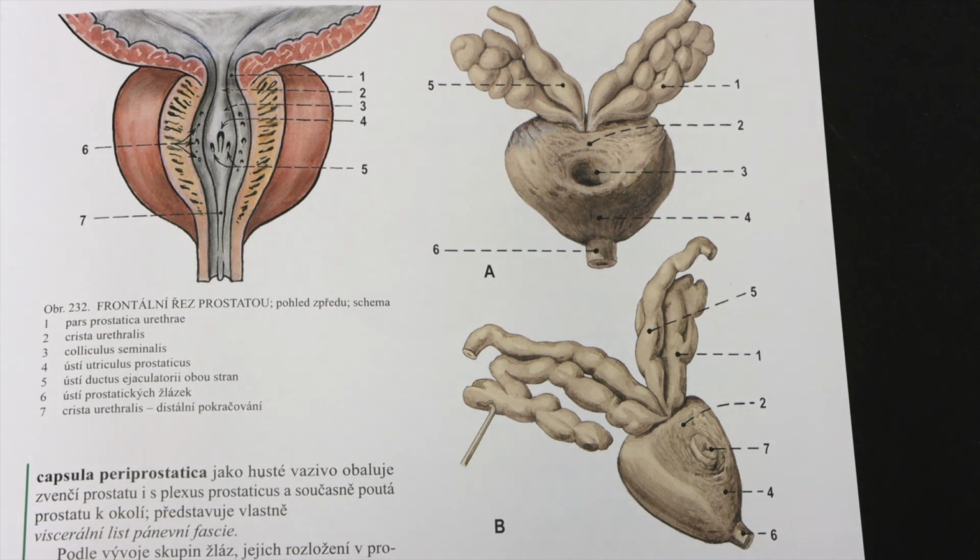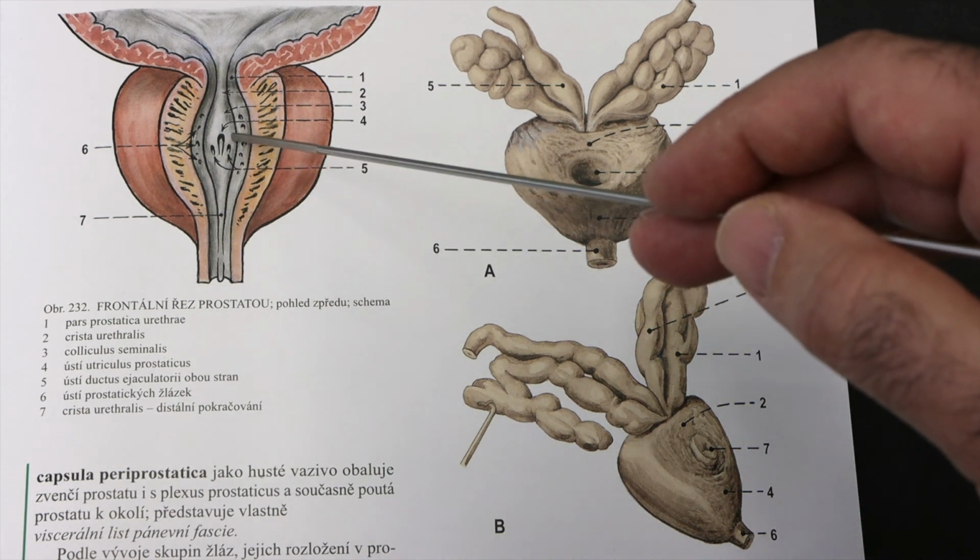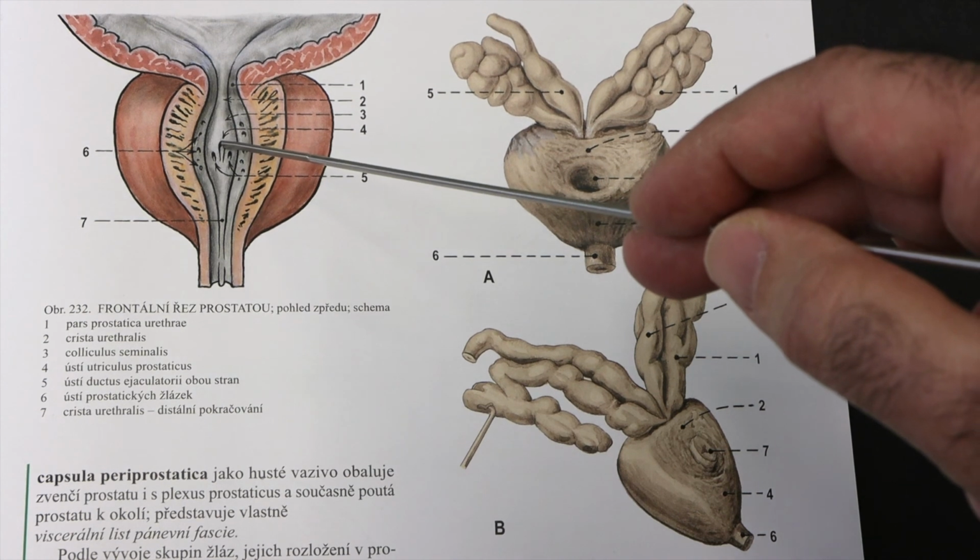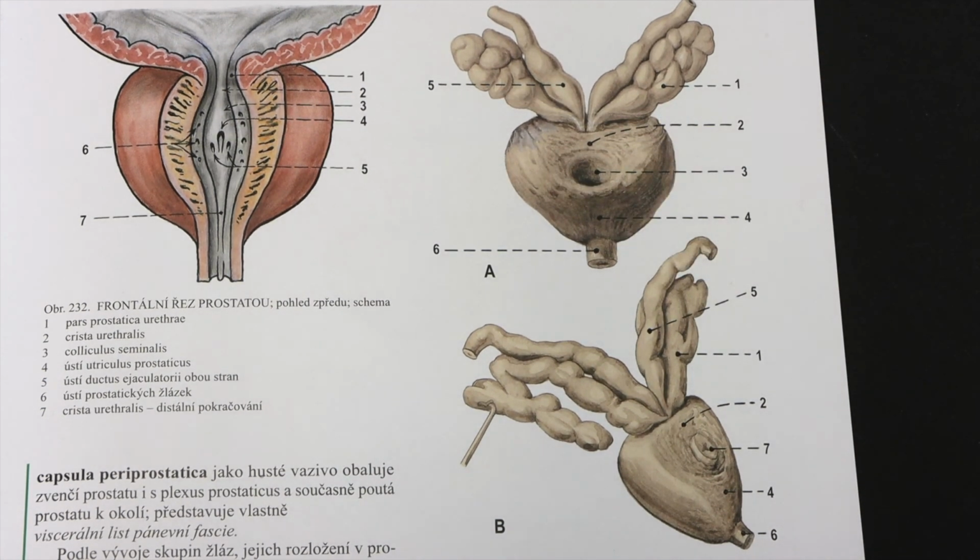And also you can find here in the middle this part which is called the utricle, or utriculus prostaticus. It's the rudimentary part from the Müllerian duct embryonic structure, and is usually a blind opening.